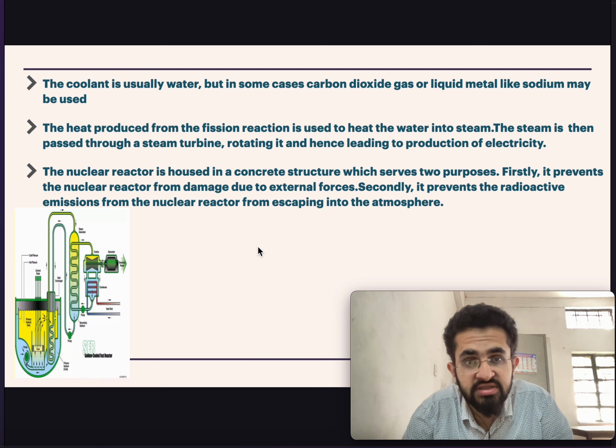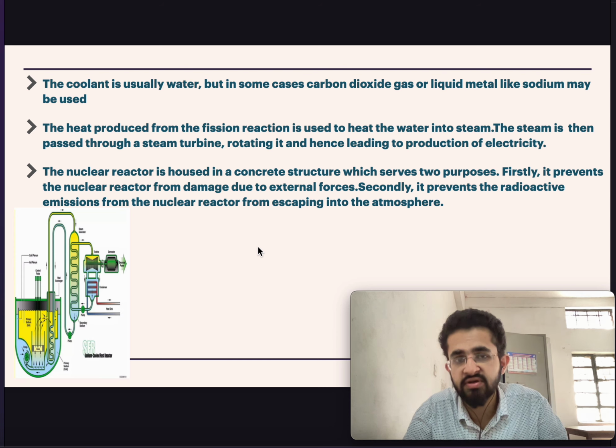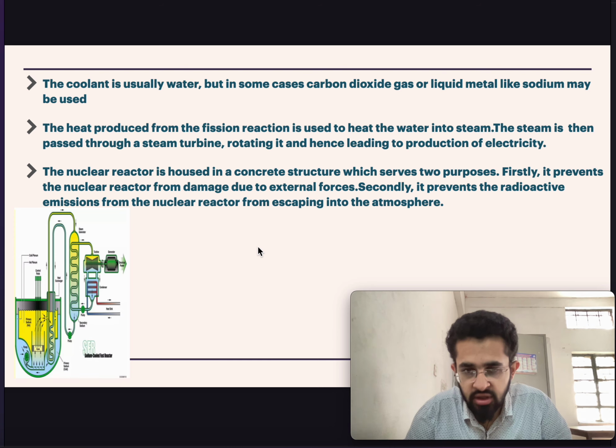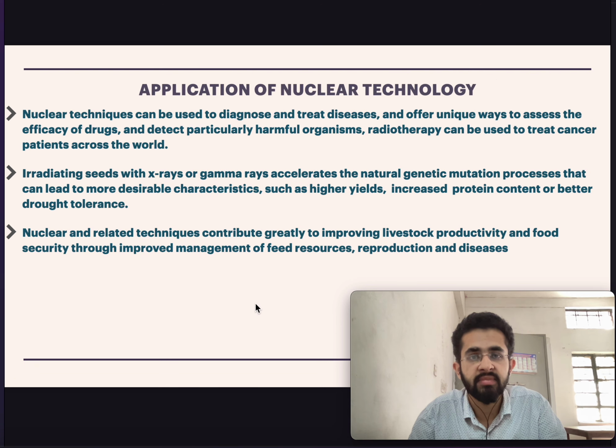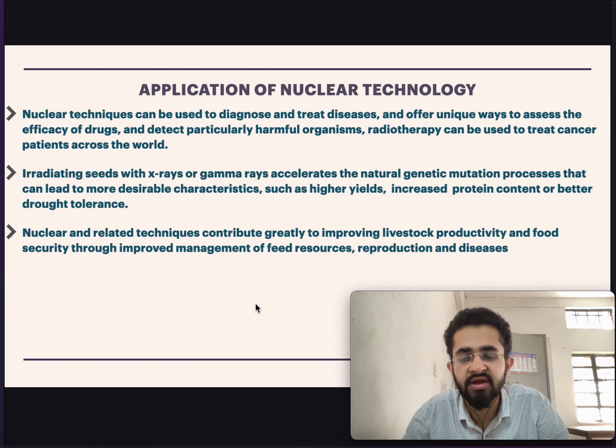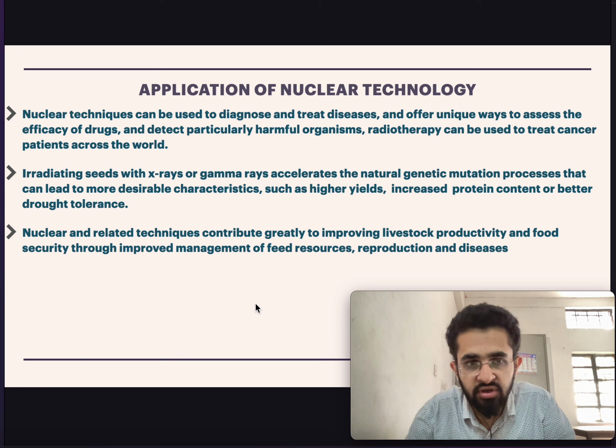The nuclear reactor is housed in a concrete structure which serves two purposes. Firstly, it prevents the nuclear reactor from damage due to external forces. Secondly, it prevents the radioactive emission from the nuclear reactor from escaping into the atmosphere. So we have a thick concrete structure protecting the nuclear reactor, as well as protecting us from the nuclear reactor. And the applications of nuclear technology.